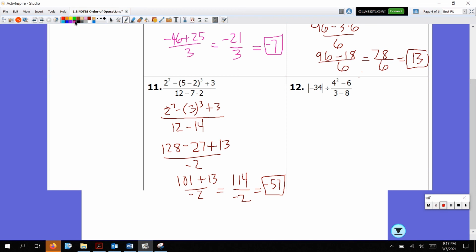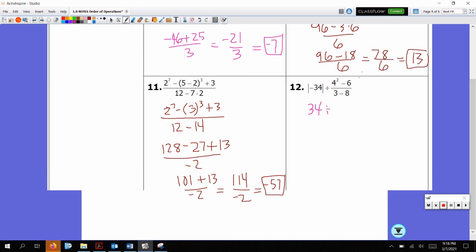All right, take a look here. I think this might be our last one. We might have 2 more in the next slide, but let's check it out. Let's not forget absolute value here. That's what this is. This is the absolute value of negative 34. Absolute value is a grouping symbol. This comes first. The absolute value of negative 34 is positive 34.